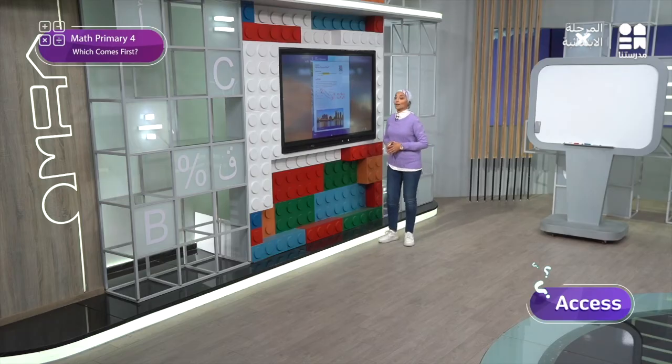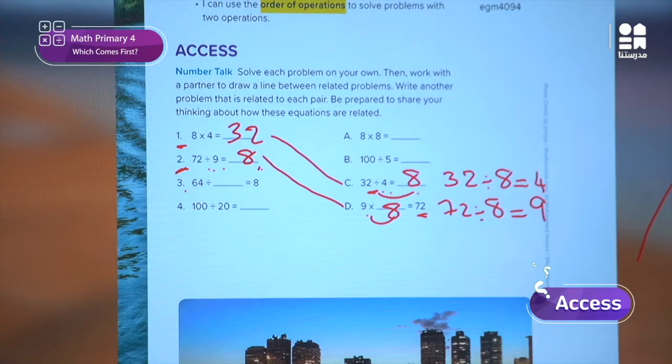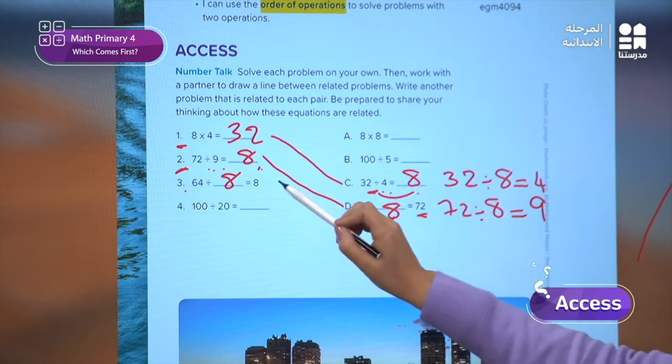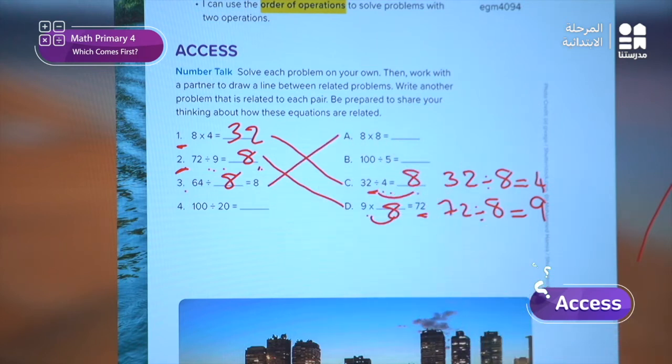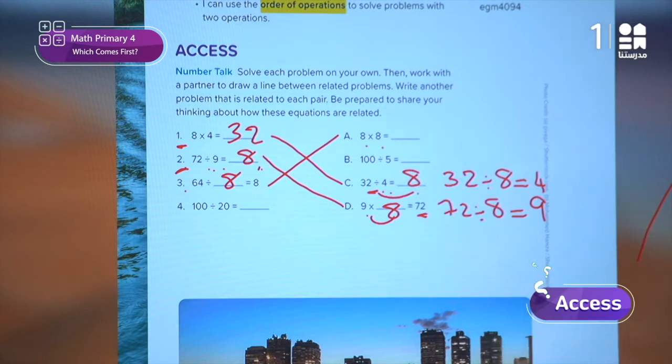Okay, now let's move to problem number 3. Problem number 3 here, he's asking me 64 divided by what equals 8? Yes, 64 divided by 8 equals 8. Now I want to see another equation in the second column which is related to this one. Who can tell me? Yes, I see that problem A is related to this problem. Why? Because he's asking me here 8 times 8 equals what? Of course, I know that 8 times 8 gives me 64, right?